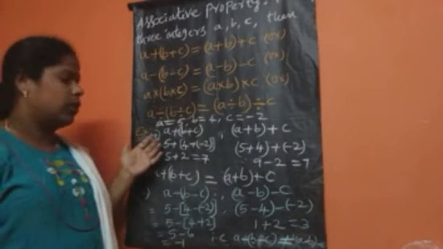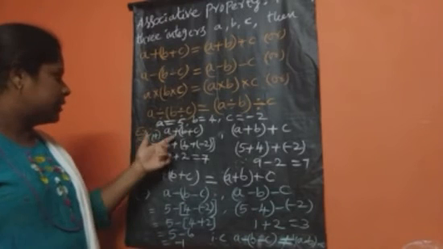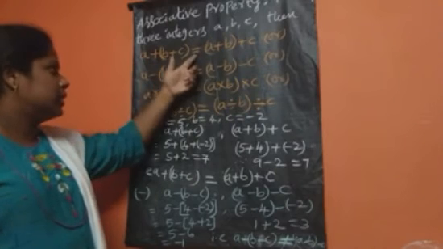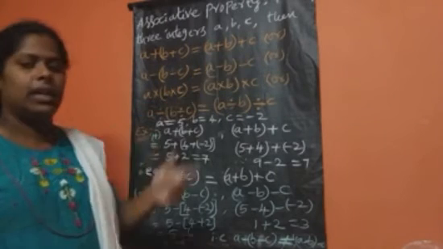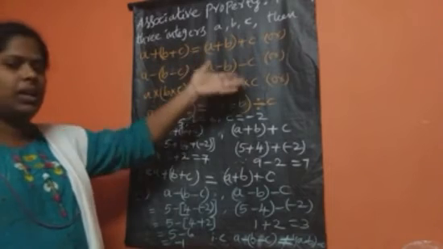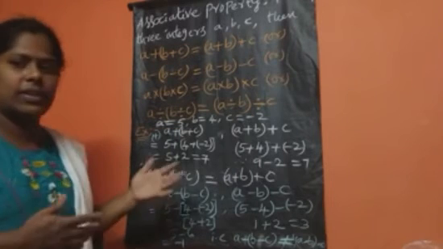So here we have to check addition first. a plus (b plus c). If a plus (b plus c) is equal to (a plus b) plus c, then we can say that integers satisfy the associative property under addition. So let's check whether it is satisfied or not.